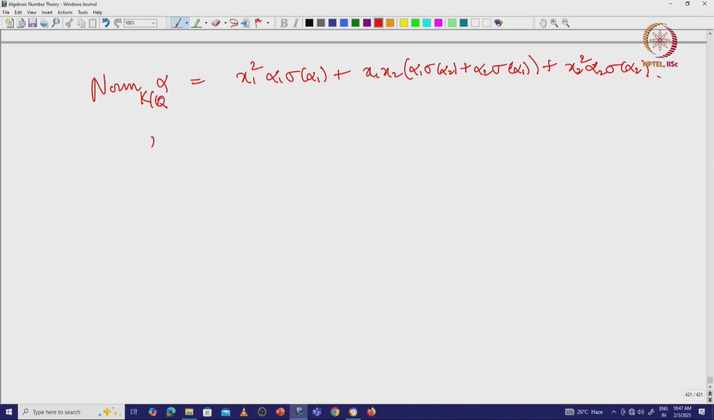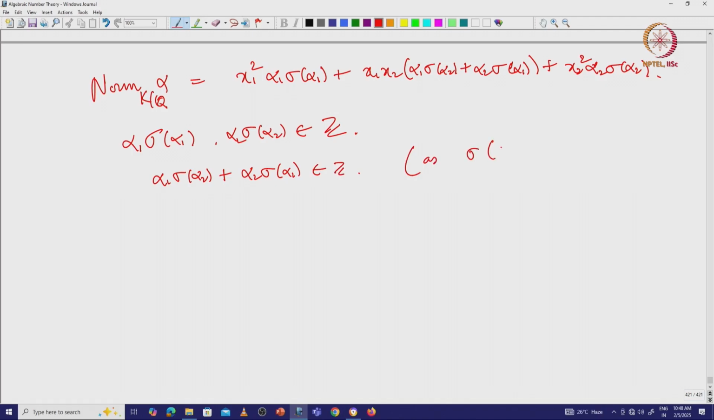Now, it is clear that alpha 1 sigma alpha 1 and alpha 2 sigma alpha 2, these are integers, because alpha 1 and alpha 2 are algebraic integers. These are just norms of alpha 1 and alpha 2. But it should also be clear that alpha 1 sigma alpha 2 plus alpha 2 sigma alpha 1 is also an integer. Why is this? Because this is symmetric.